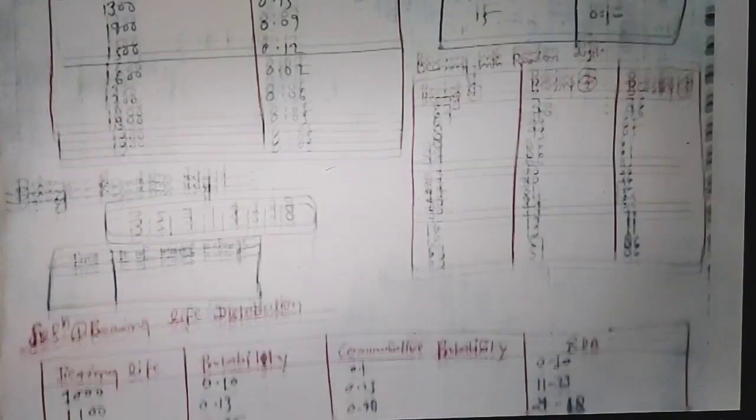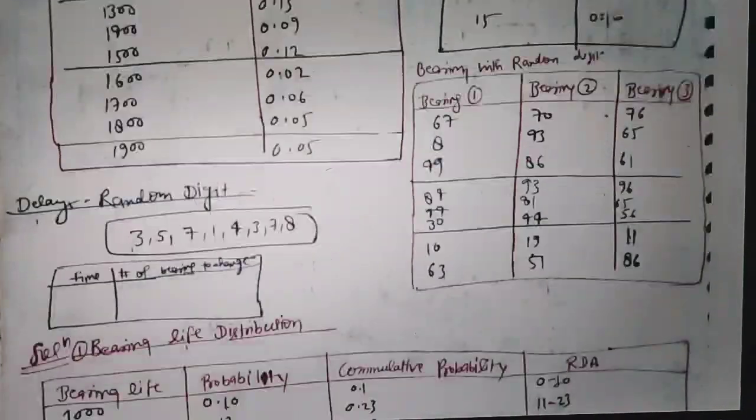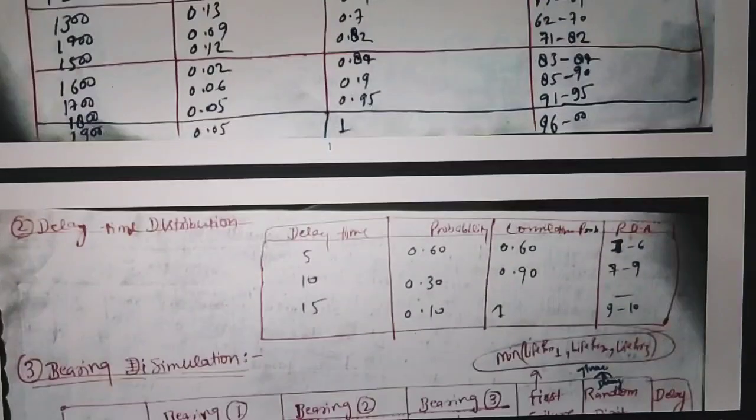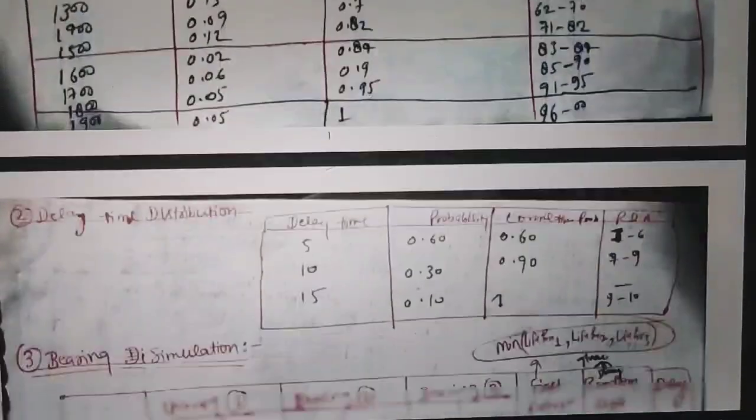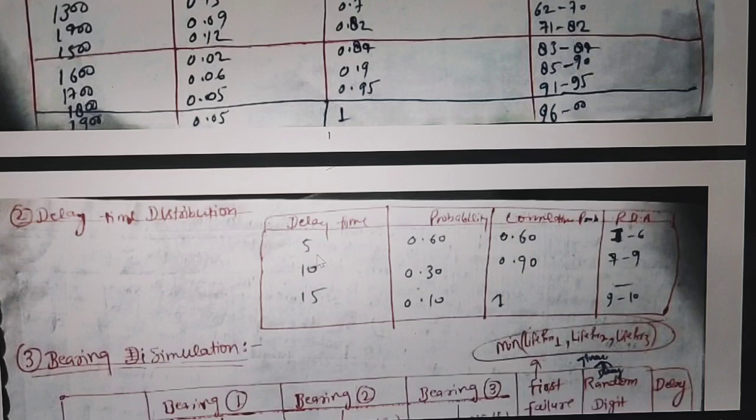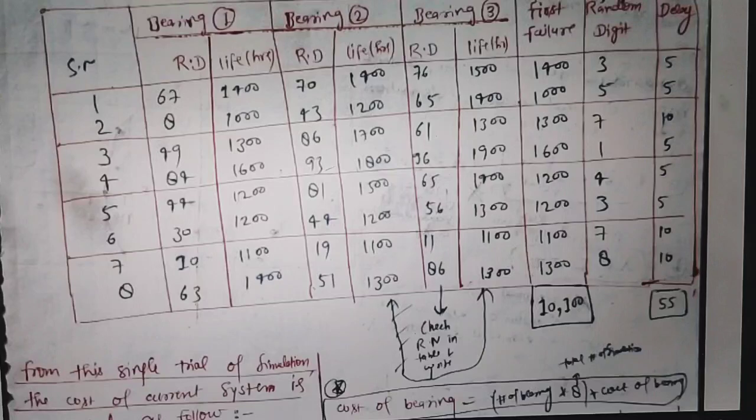Okay, so we have to see the delay distribution table here. For 3, it lies in this range, the first one, so the respective delay time is 5. So delay time is 5. Now for random digit 5, we have to see which range it lies in. Okay, 5 lies in this range, so delay time is 5, this one.